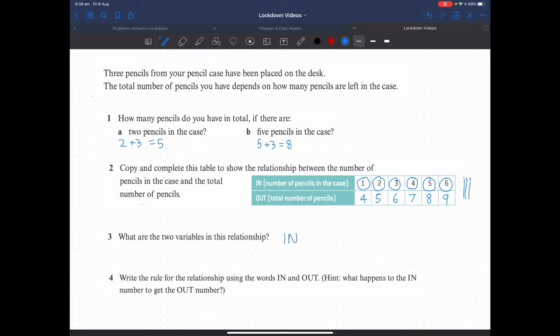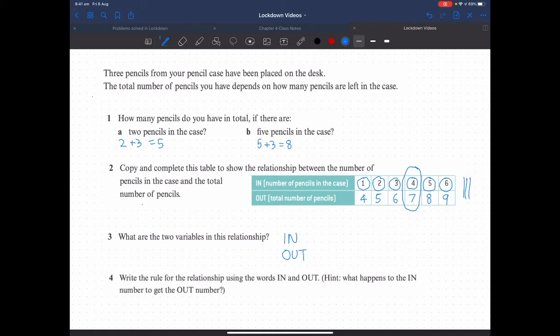We have, though, the total number of pencils, which was our number of pencils that were in the case, plus the 3, which gave us the total number which was outside the case. So out is a variable because it changed every time we changed the number of pencils that were in the pencil case.